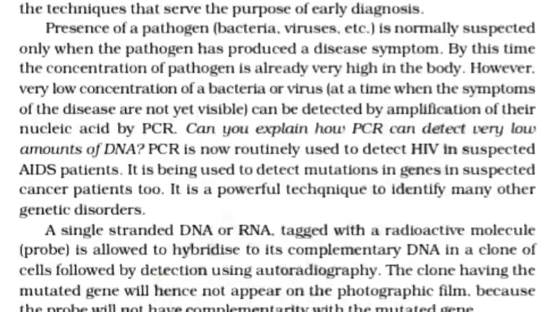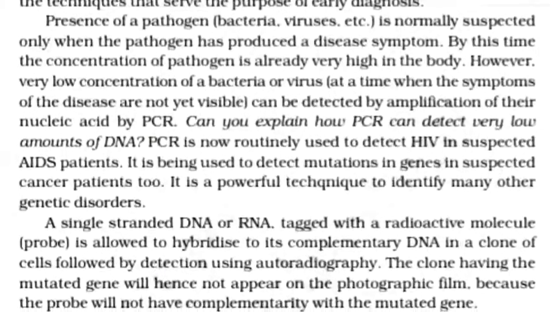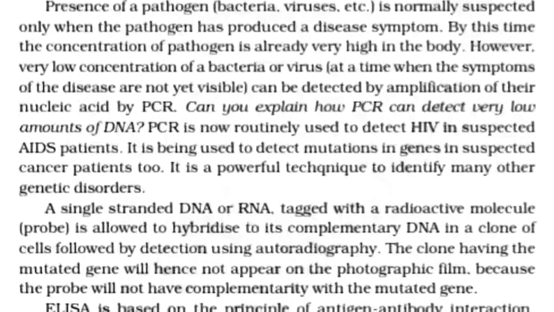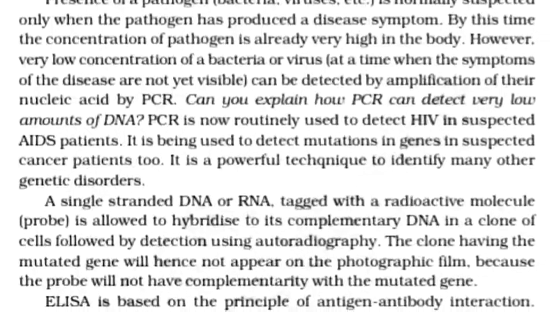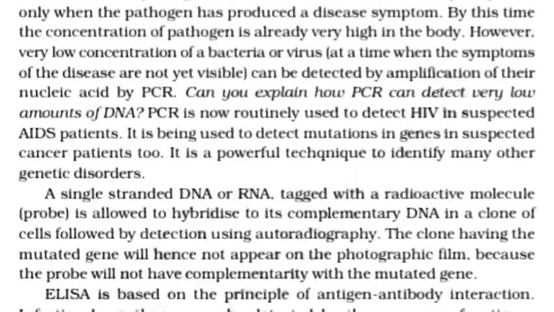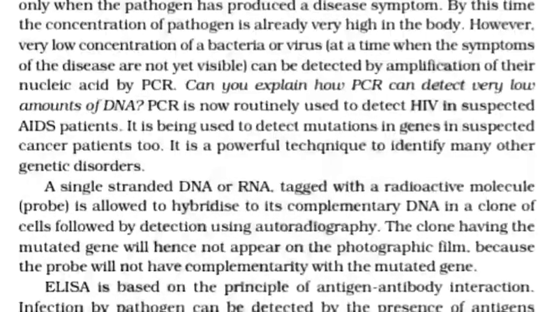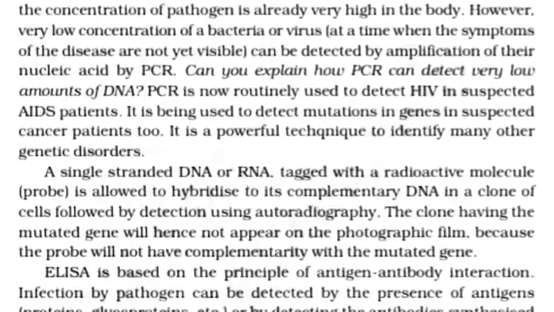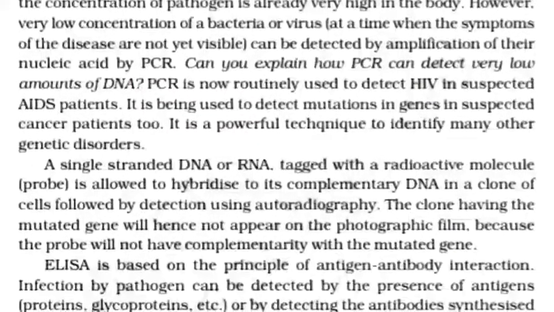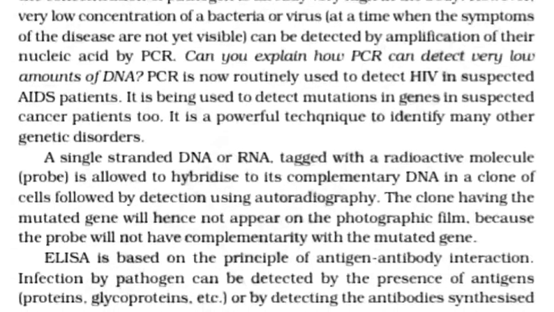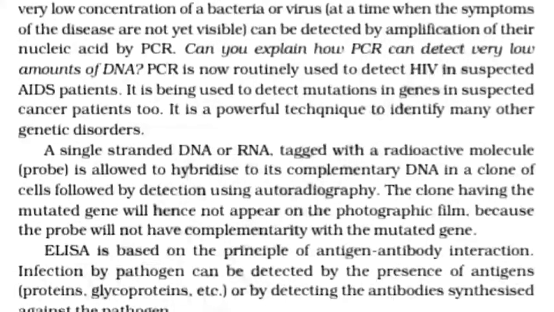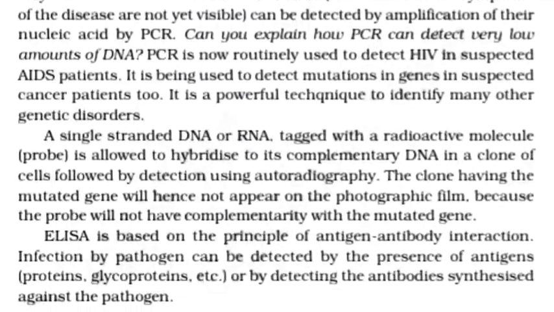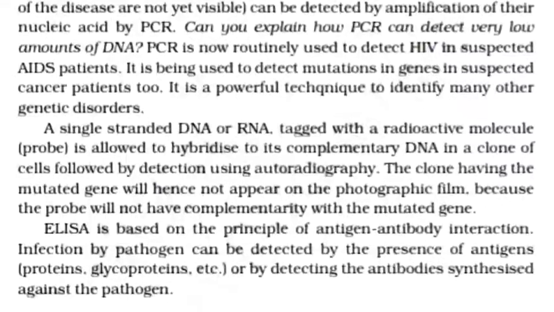However, very low concentration of bacteria or virus at a time when the symptoms of the disease are not yet visible can be detected by amplification of their nucleic acid by PCR. Can you explain how PCR can detect very low amounts of DNA? PCR is now routinely used to detect HIV in suspected AIDS patients. It is being used to detect mutations in genes in suspected cancer patients too. It is a powerful technique to identify many other genetic disorders.